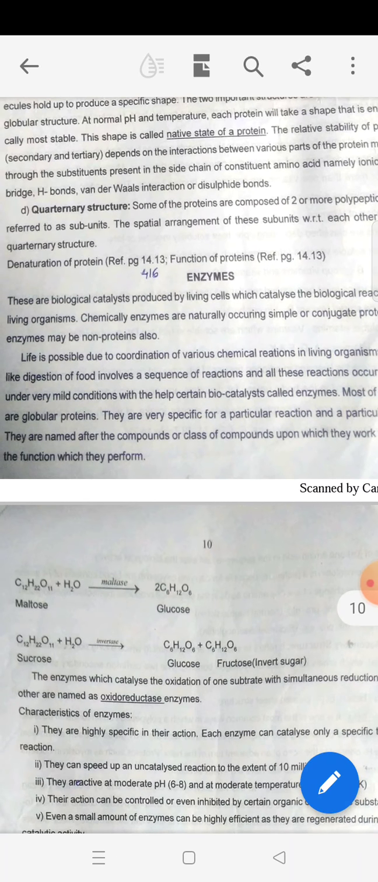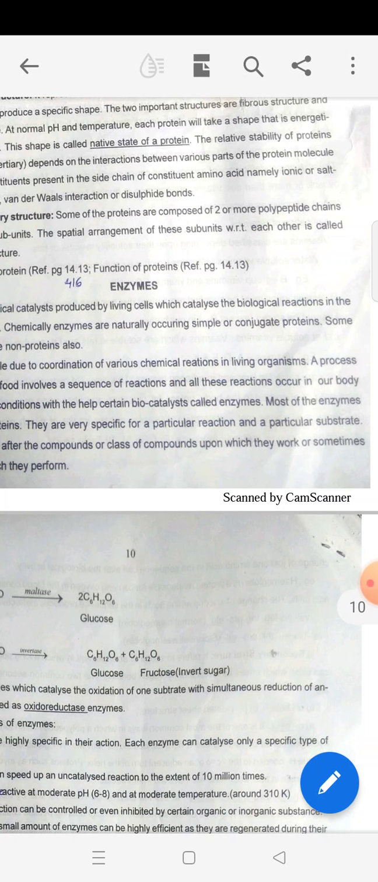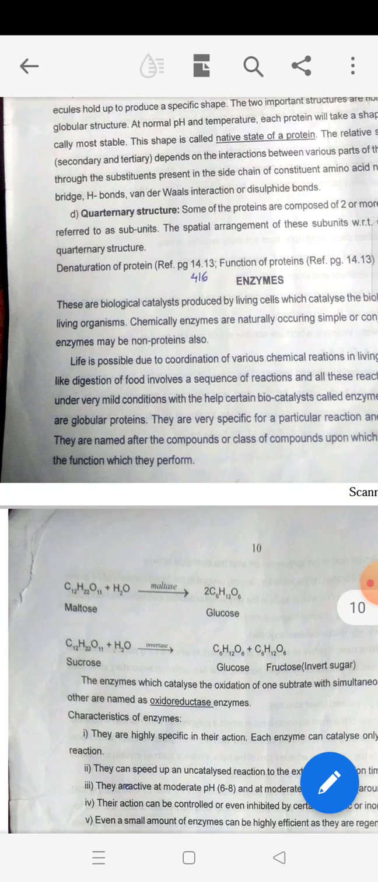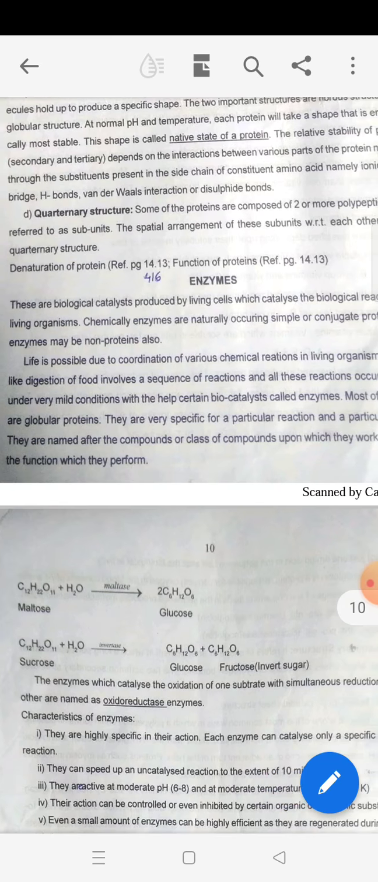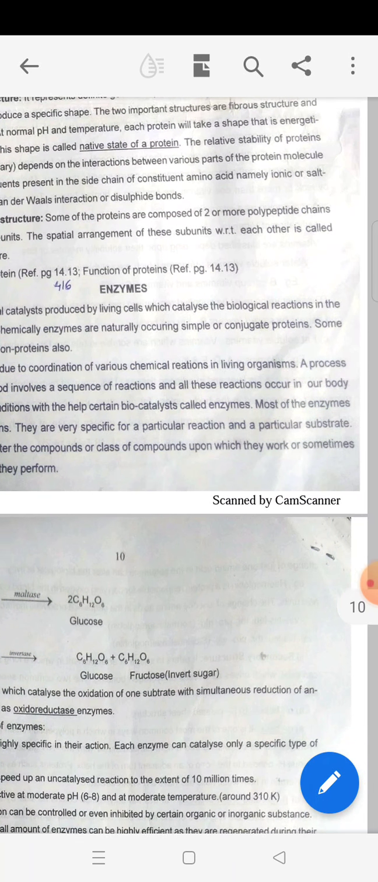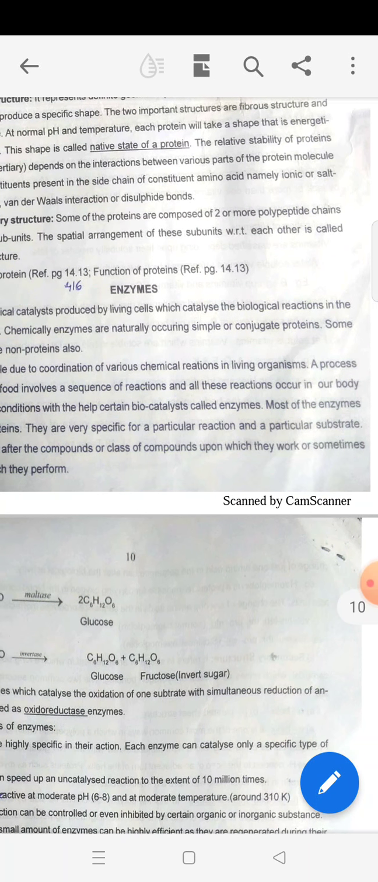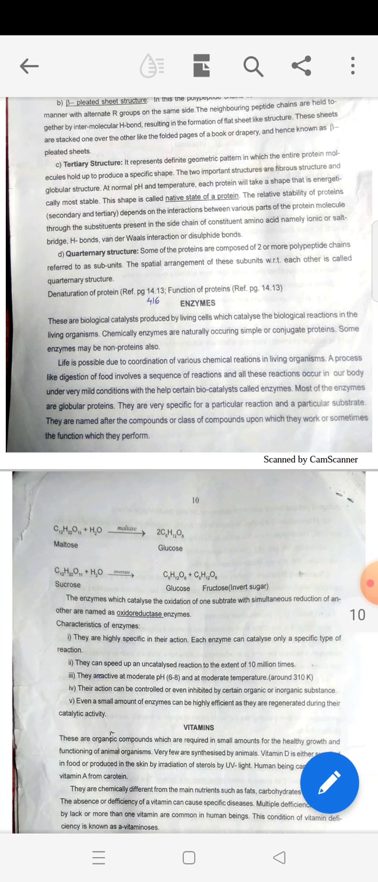These are biological catalysts produced by living cells which catalyze the biological reactions in the living organism. Chemically, enzymes are naturally occurring simple or conjugate proteins. That is the specialty of enzymes. They are naturally occurring. We cannot take them externally. Of course, we do take them at times. Suppose you have indigestion, we do take enzymes. But normally, in normal living beings, it is produced within the system itself. Some enzymes may be non-proteins also.